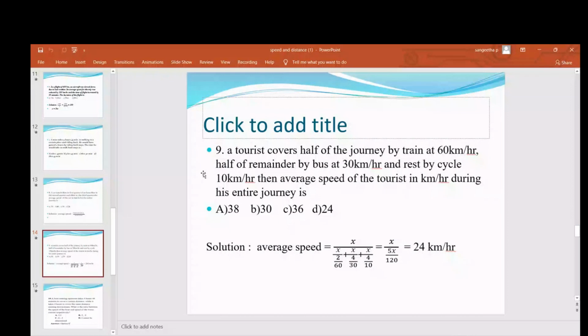So by simplifying this denominator, I got 5x by 120. Again, x divided by 5x by 120 is equivalent to 20 km per hour. Calculating means getting the answer 20 km per hour. So the answer is option D.